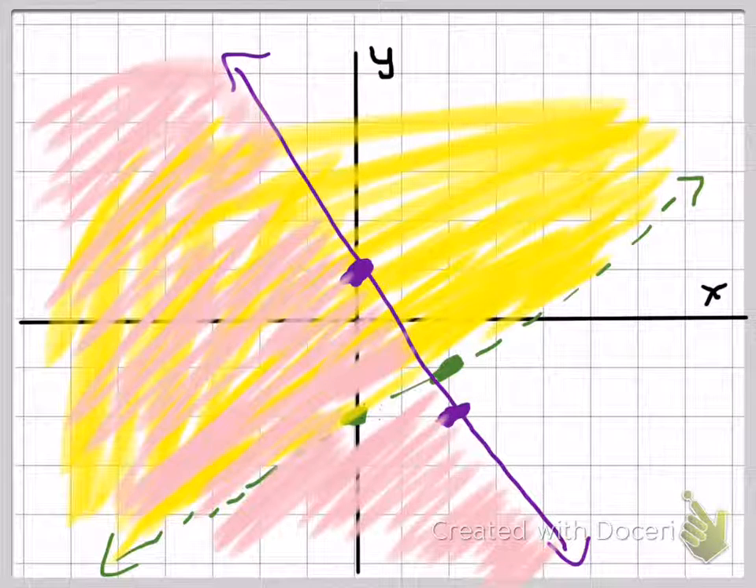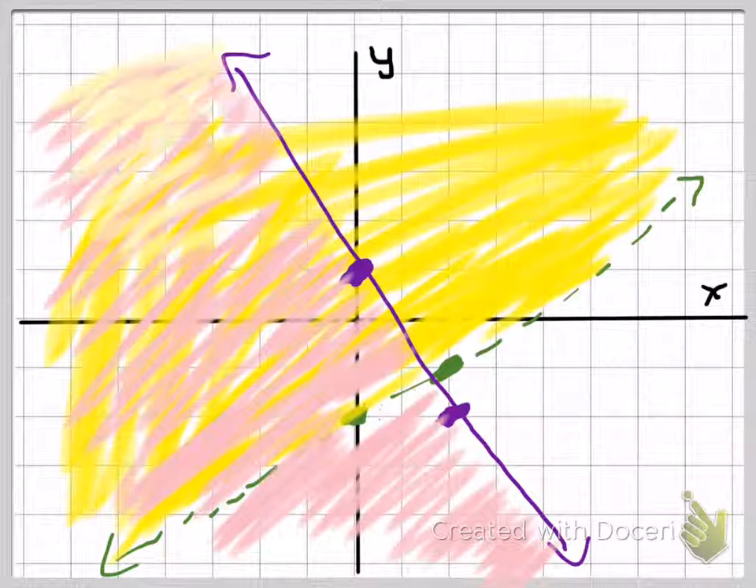Now this yellow extends out through here too. So I'm going to really darken this up. What I'm trying to do is show that there's a region where both of the shaded areas overlap each other. So there's a shared solution.